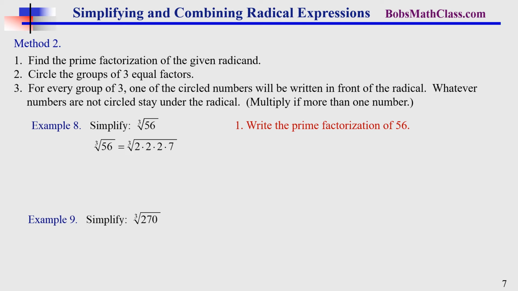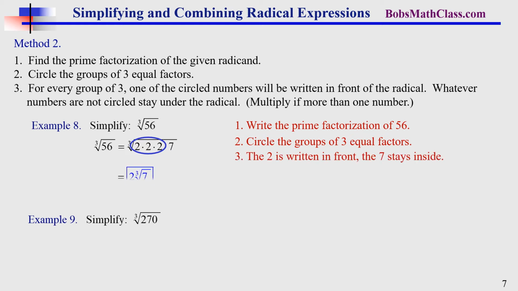Now we could circle in groups of 3s. There are three 2s. So since there are three 2s, a 2 will be written in front, and the 7 will stay inside. 2 cube root 7.